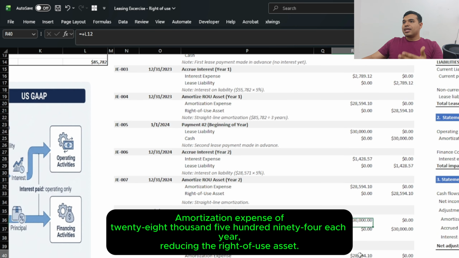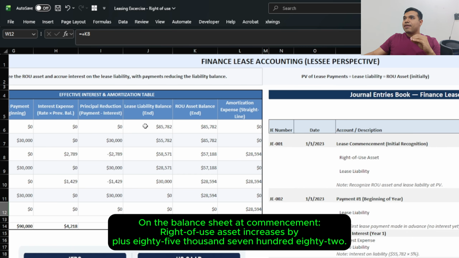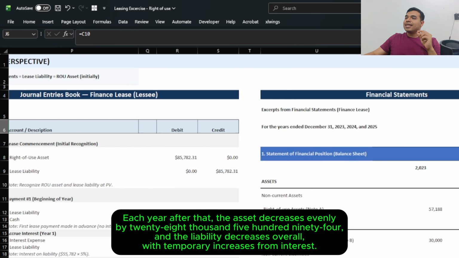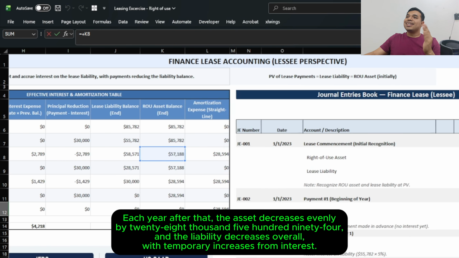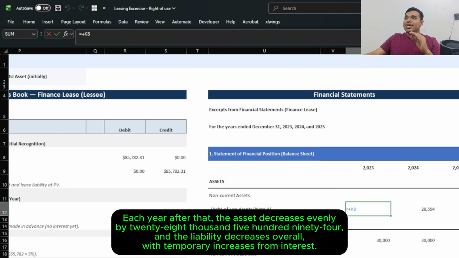On the balance sheet at commencement, right of use asset increases by $85,782. Lease liability increases by $85,782. Each year after that, the asset decreases evenly by $28,594, and the liability decreases overall with temporary increases from interest.